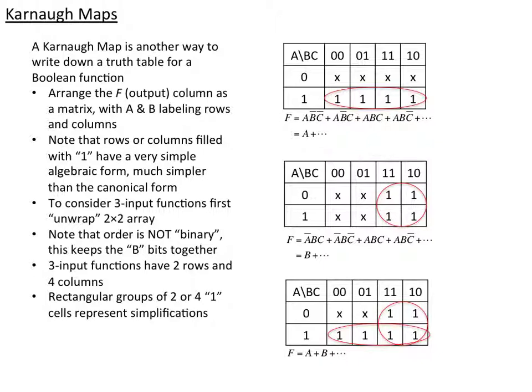Another example of a set of bits: if I can circle a set of 4 like this, that means it doesn't matter what A is, and it doesn't matter what C is, but B is on.